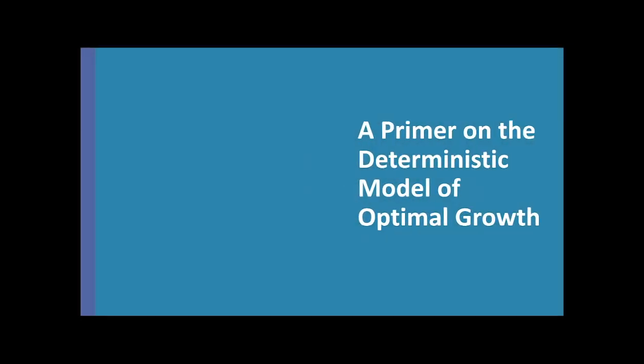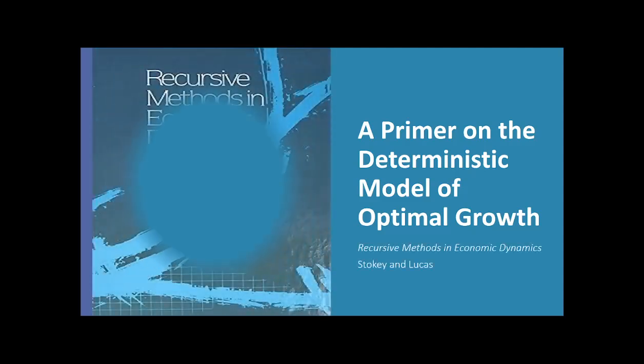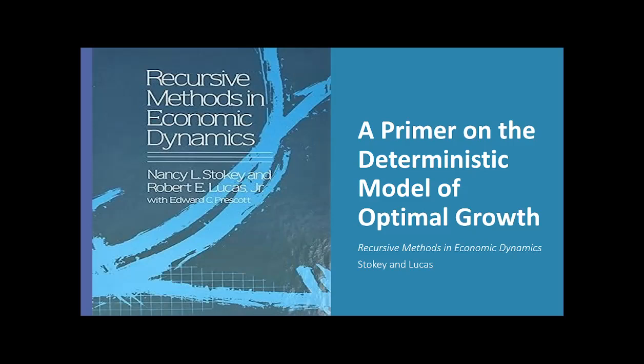This is a primer on the deterministic model of optimal growth. The deterministic model of optimal growth is a mathematical framework used to study how an economy can maximize its long-term economic growth, while considering certain constraints and assumptions. It's deterministic because it assumes that the future is entirely predictable and does not involve random factors.